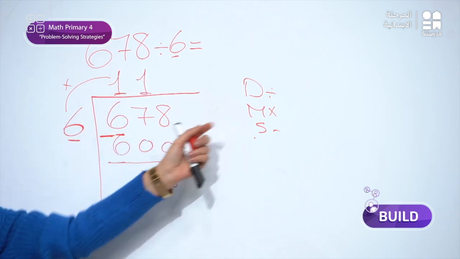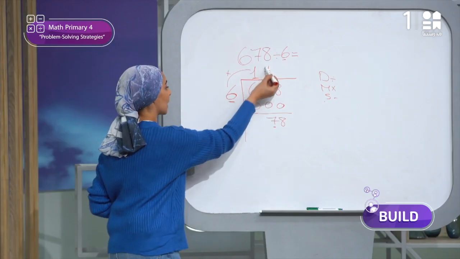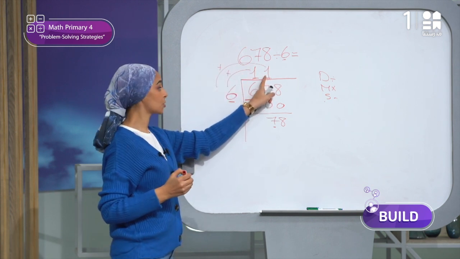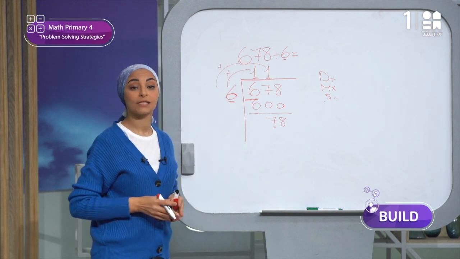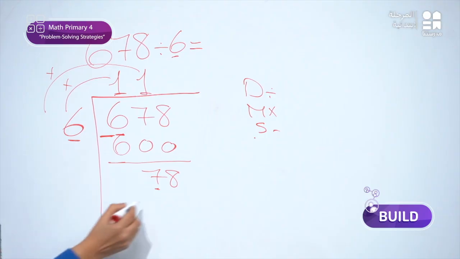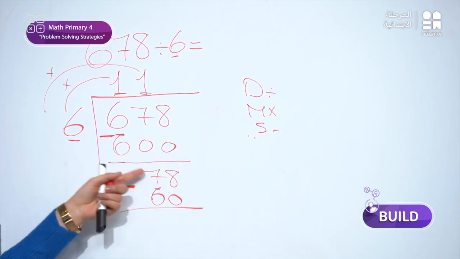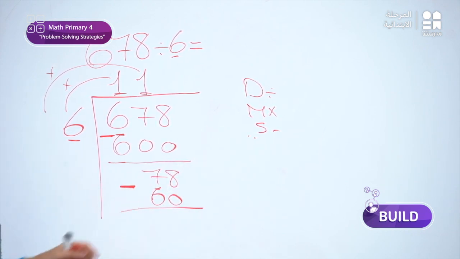After division, multiplication, I will multiply 10 times 6. This one, the value of it is 10. So 10 times 6 equals what? 10 times 6 equals 60. Last step, I will do subtraction. 78 minus 60 gives me what? Of course, gives me 18.